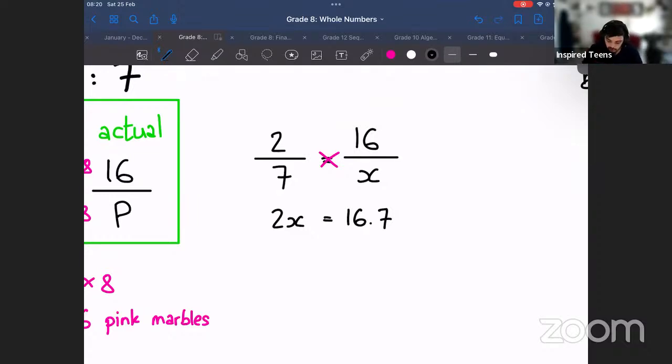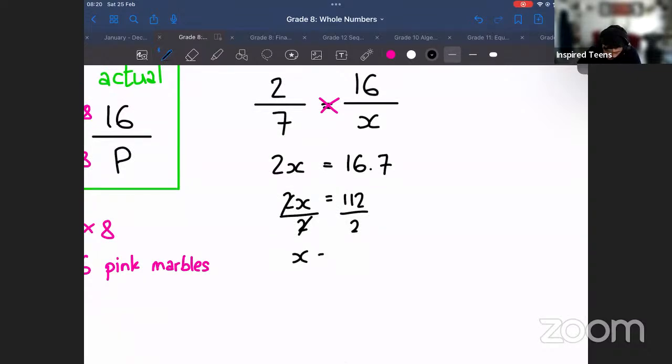Okay, so you don't have to do it, but it's fine. 16 times 7, we're going to get a value of 112. 2x, divide both sides by 2. X is going to give us a value of 56 as well. So we get the same value.